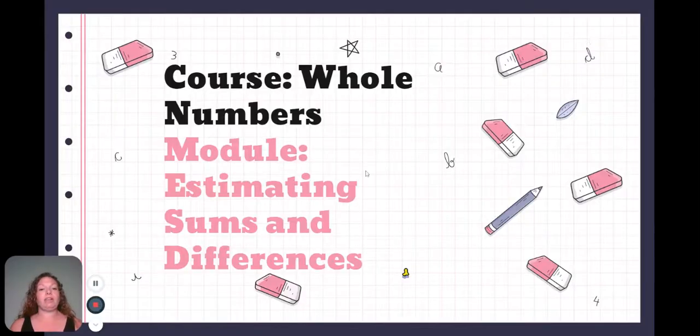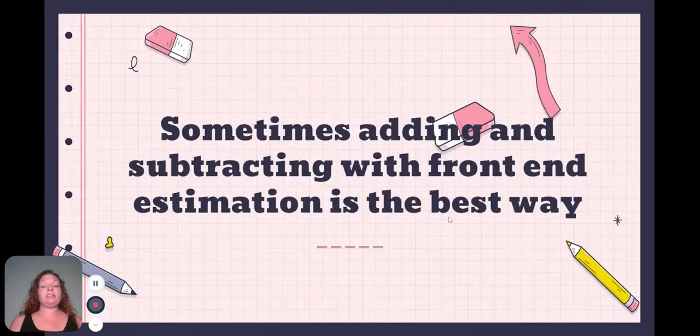All right, so we're still talking about whole numbers. And today we're talking about estimating sums and differences. Sums are the answers that we get when we add. Differences are the answers that we get when we subtract. Sometimes adding and subtracting with front-end estimation is the best way.